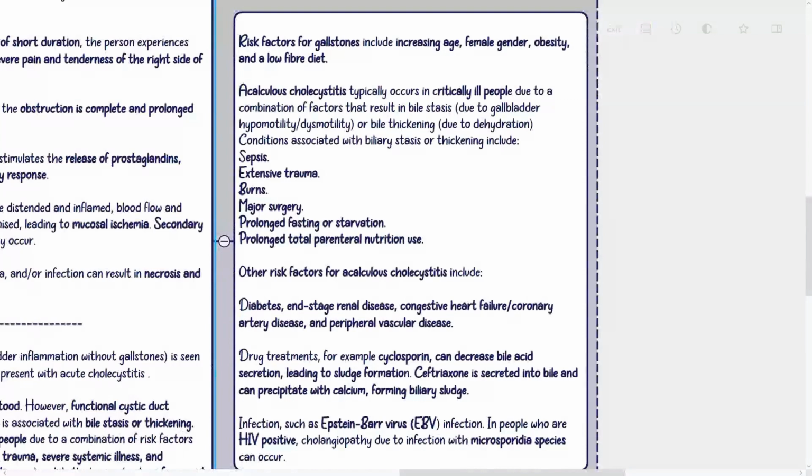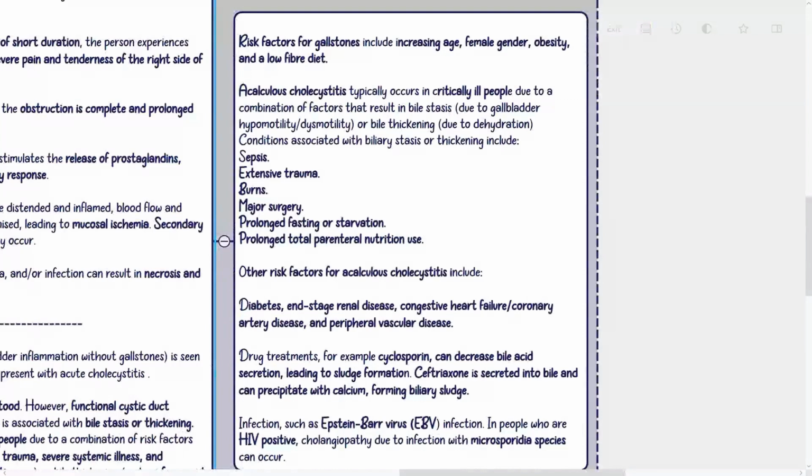Conditions associated with biliary stasis or thickening include sepsis, extensive trauma, burns, major surgery, prolonged fasting or starvation, and prolonged total parenteral nutrition use. Other risk factors for acalculous cholecystitis include diabetes, end-stage renal disease, congestive heart failure, coronary artery disease, and peripheral vascular disease. Drug treatments, for example cyclosporin, can decrease bile acid secretion, leading to sludge formation.